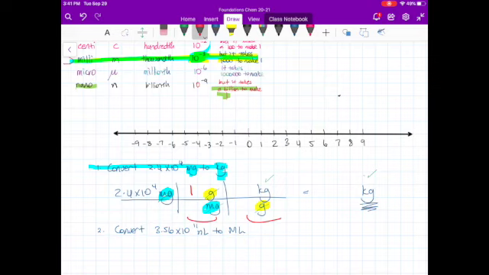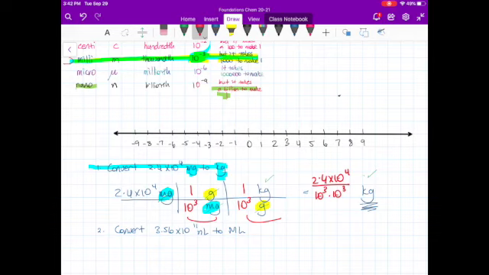Milli means a thousandth, but it takes 1,000 to make 1. And then in this one, kilo gets the 1. Kilo means 1,000, so it takes 1,000 grams to make 1 kilogram. And now what do I have? I have 2.4 times 10 to the fourth divided by 10 to the third times 10 to the third.